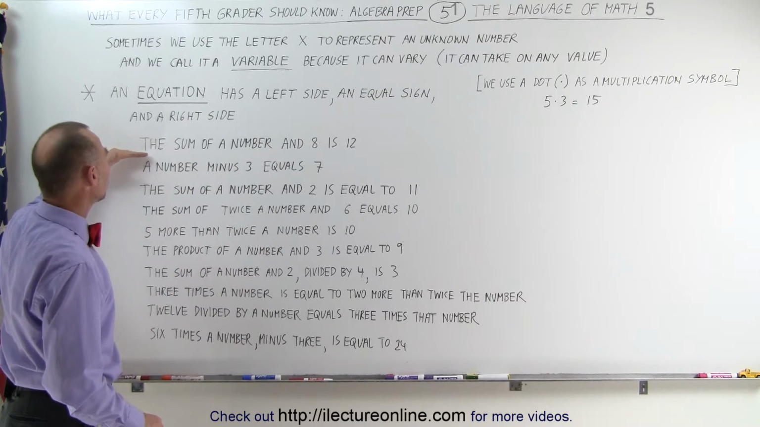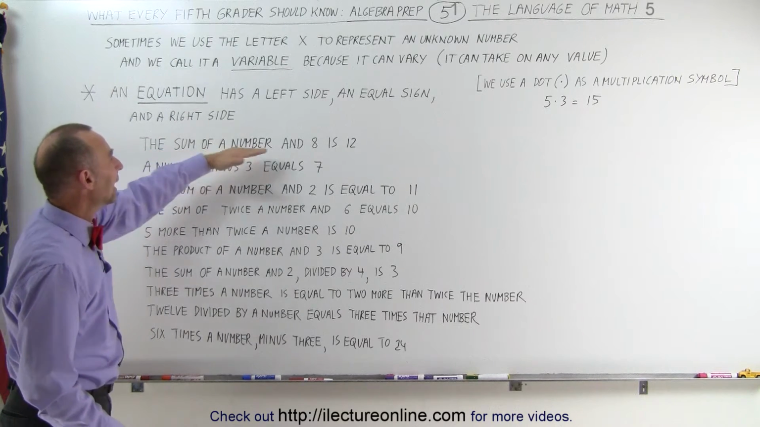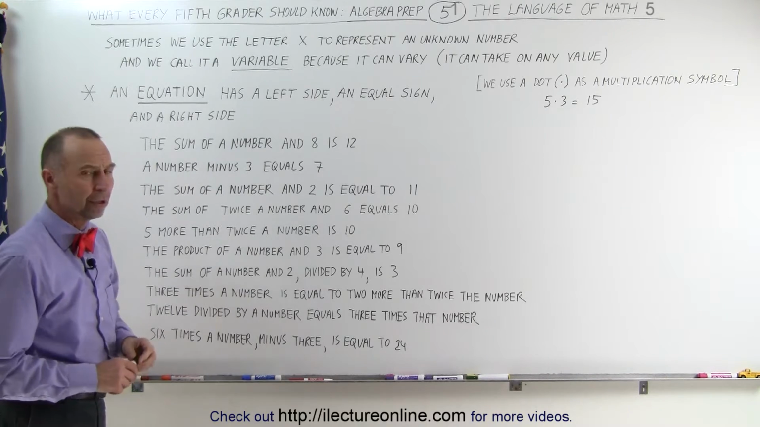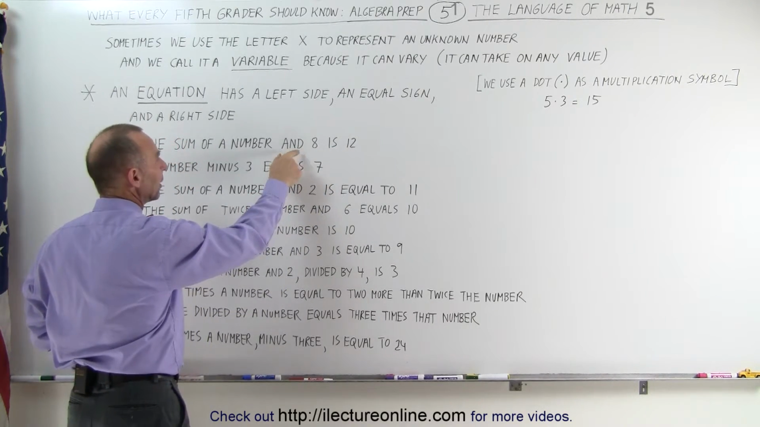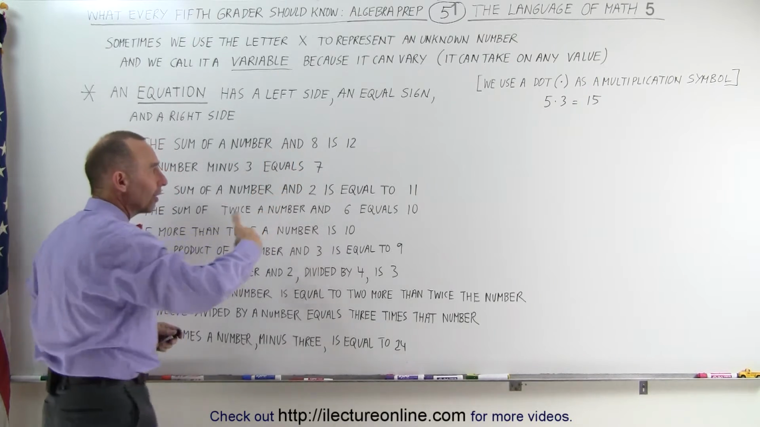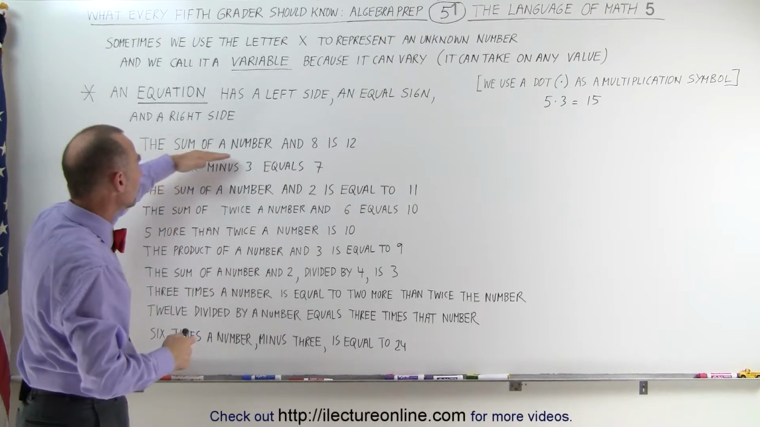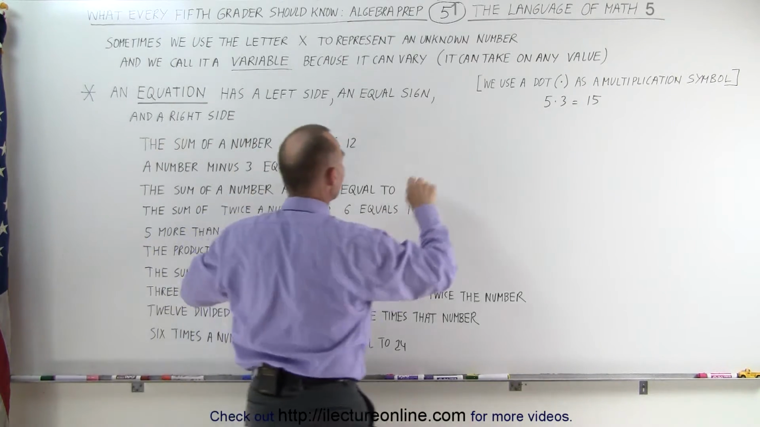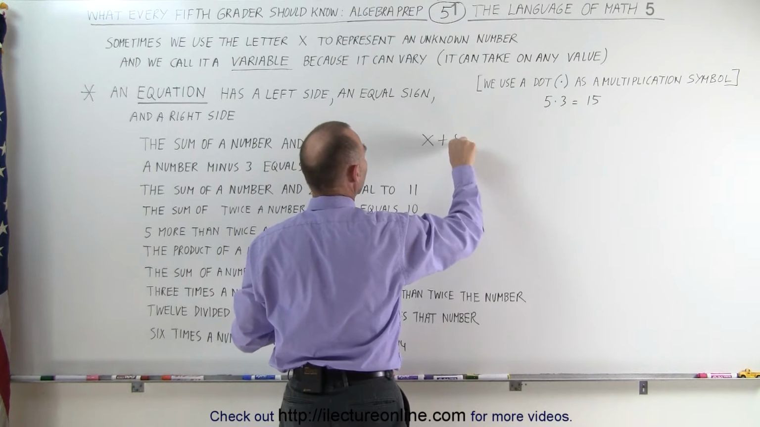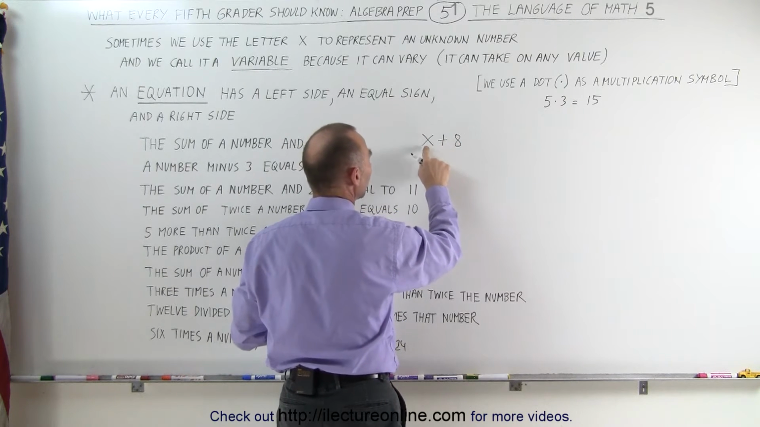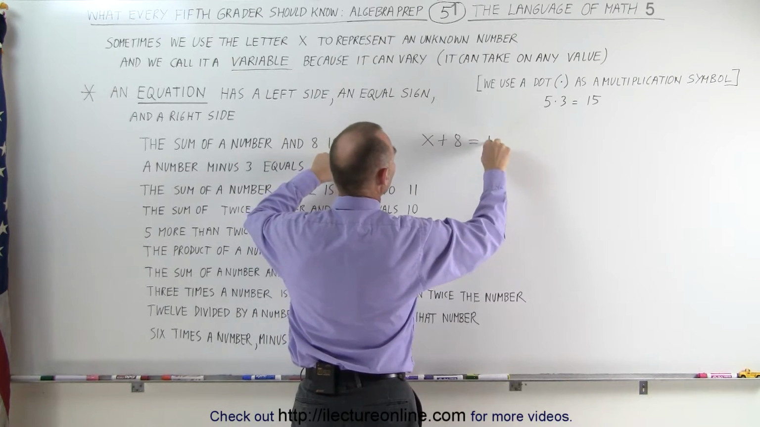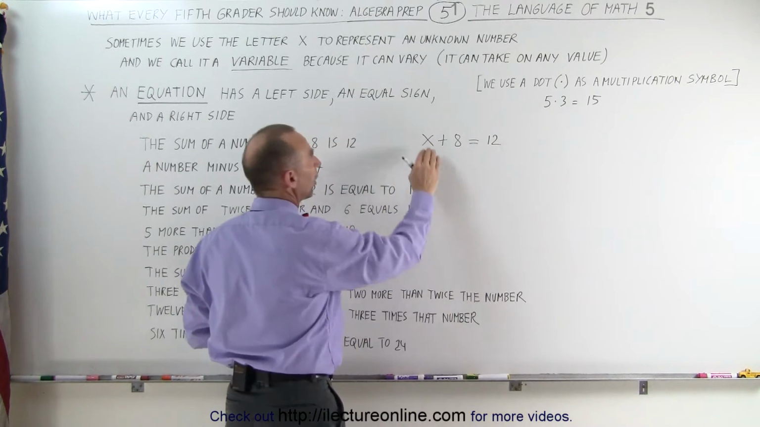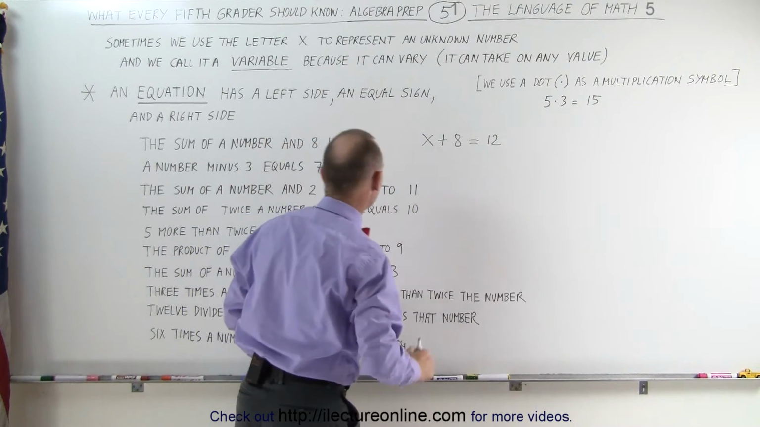Here we have the sentence, the sum of a number and 8 is 12. Now the word is represents the equal sign, and the word and represents addition. So the sum of a number and 8 can be written as x plus 8. This is the sum of a number plus 8, is, that's an equal sign, 12. So we set it equal to 12. Some unknown number plus 8 equals 12.